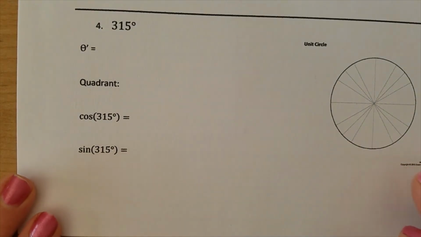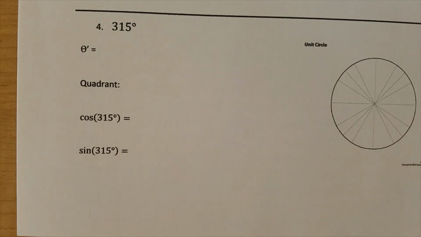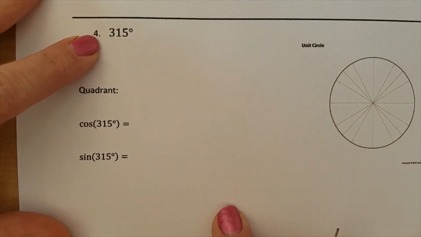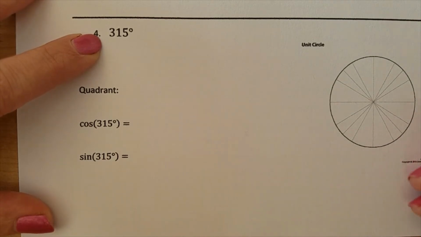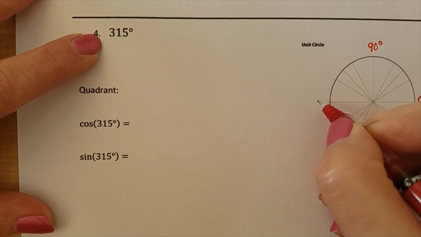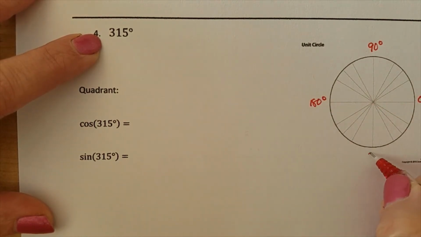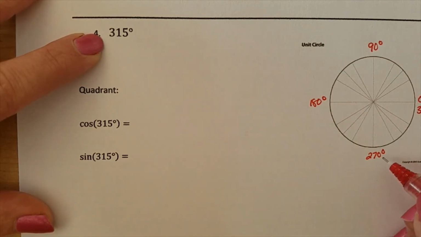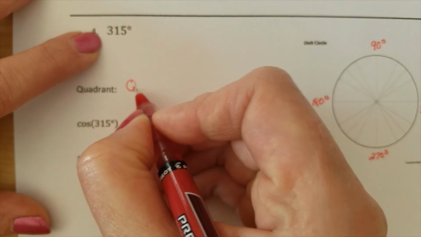Number 4, let's now work in degrees. Degrees take a little bit more work. To find my reference angle, the first thing I need to know is where is the terminal side of 315 degrees? So start out here at 0 degrees, 90 degrees, 180 degrees, 270 degrees, 360 degrees. Well, 315 degrees is between 270 and 360 degrees, which means I'm in quadrant 4.